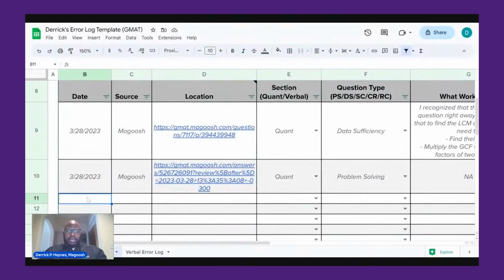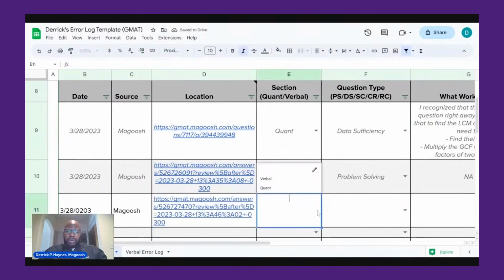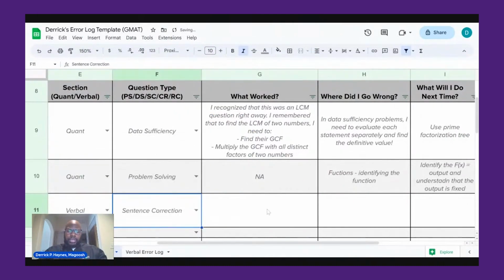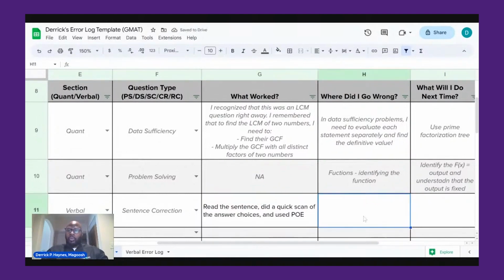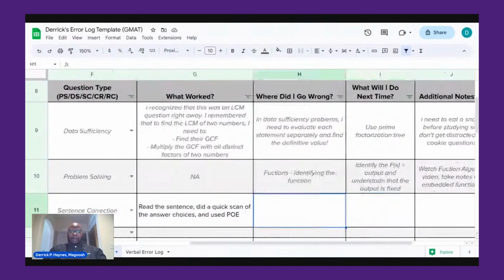And so you got today's date. Magoosh is the source. The location is this link. And you have verbal. This is going to be sentence correction. What worked? And celebrate the small victories. Read the sentence. Did a quick scan of the answer choices and used process of elimination. All right, where did I go wrong? Okay, didn't identify the parallelism structure.